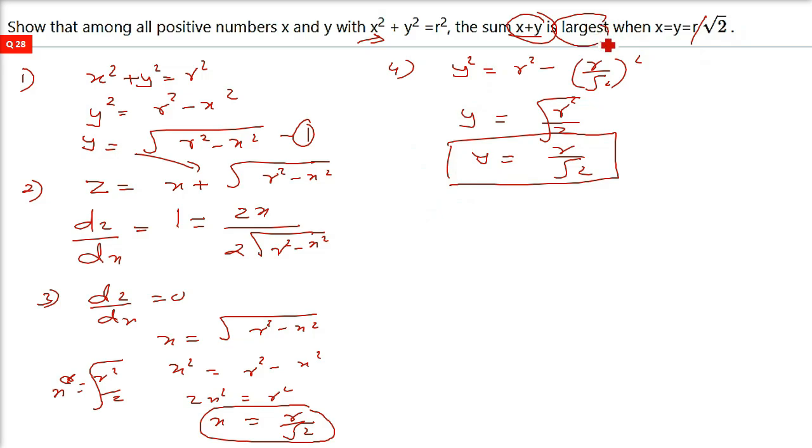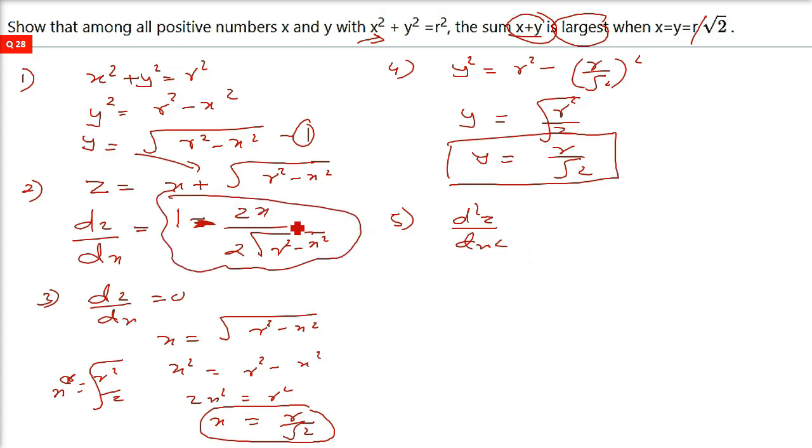Now the largest part has to be also done in this question. For that we will double differentiate. So 1 minus 2x divided by twice of under root r square minus x square has to be differentiated again. When you differentiate it again, you will get certain value. Don't worry about the value, worry about the sign.